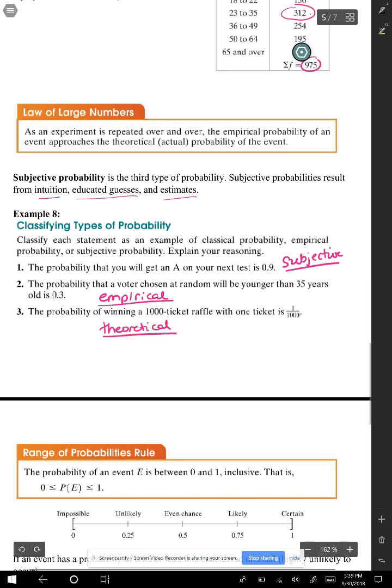So when you do these, you're looking for, is it an educated guess? Is it based on your intuition? Or are you making an estimate? That's subjective. Is it something that you're actually doing a survey or recording observations? That's empirical. And then is it something that you know the number of outcomes and each one's equally likely to occur? And that's theoretical.